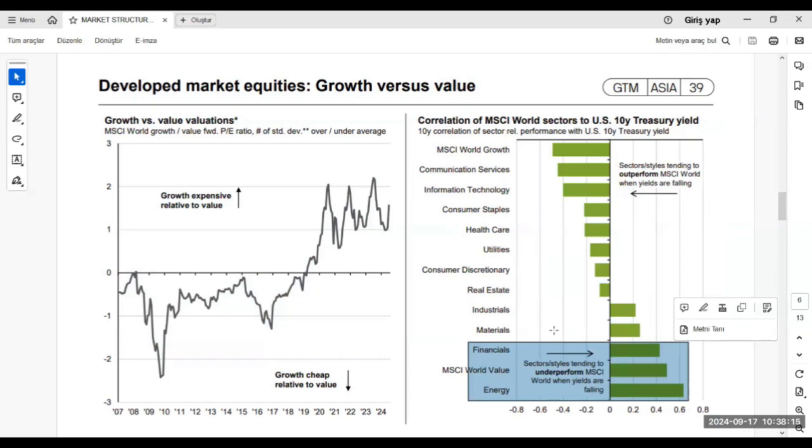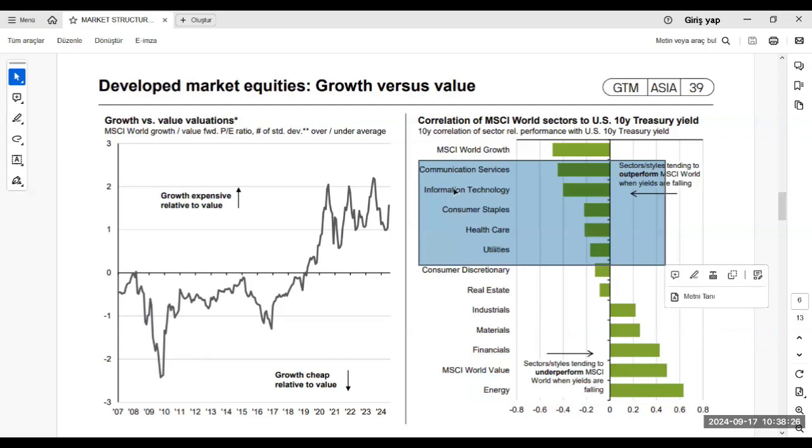If you know what will happen to the interest rate in the next couple of weeks, months, or years, you should understand which sectors will bring the money for you: communication, information technology, consumer staple, healthcare, and utilities.